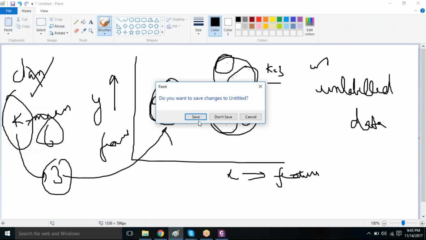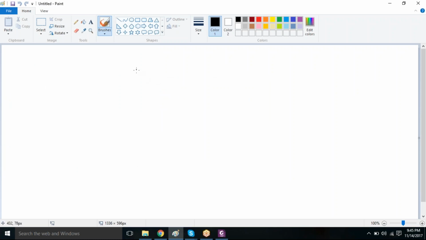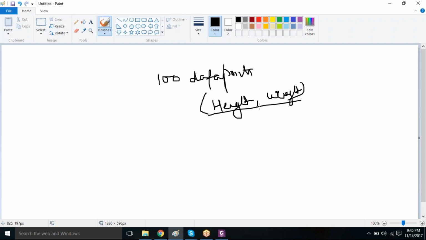I will tell you once again. Let us suppose you have, say, 100 data points. Suppose these data points are nothing but the height and weight of people. Now if I ask you, in these 100 data points, find out what kind of people are of similar body type.